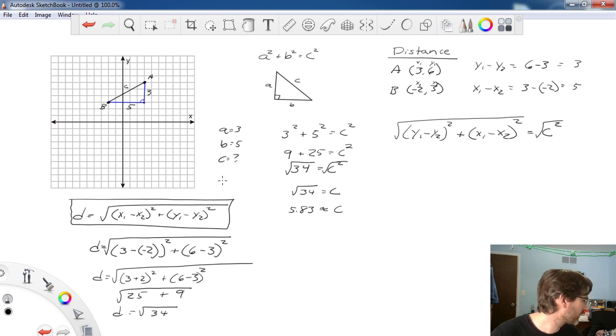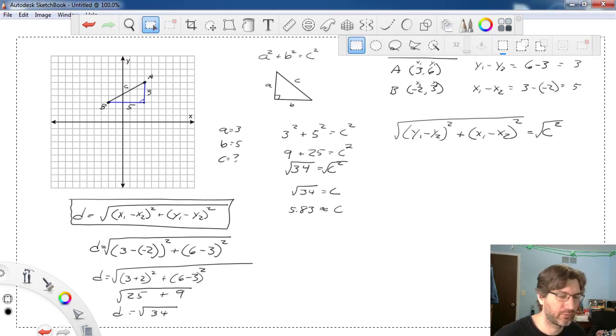Let's get one more example using the formula here. Once I find a good one, maybe one that will actually give us a perfect square. I don't know. Yeah, this one doesn't, but let's get different points here.